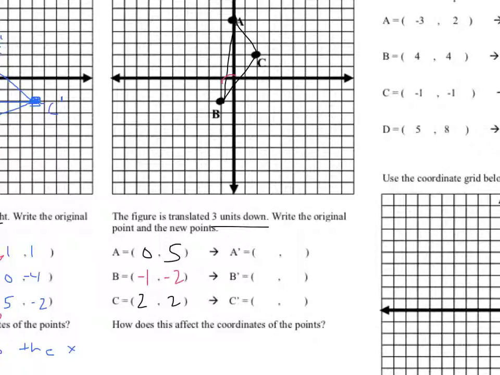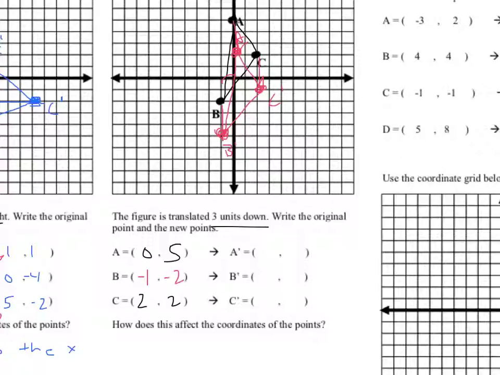So we would have to move all 3 points down. That means A prime will be here, B prime will be here, and C prime will be here. So we actually end up with our triangle just slid down 3 points. And how do we expect this is probably going to change our coordinates without even starting to look at the new coordinate pairs?